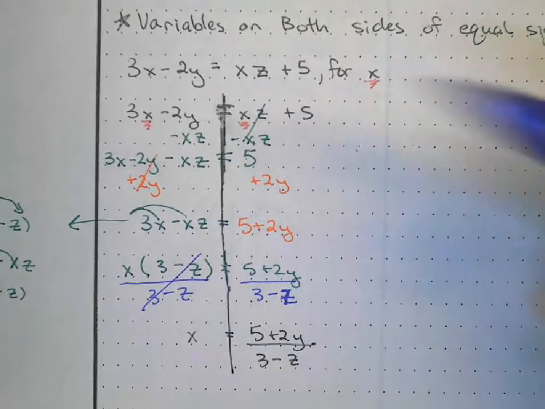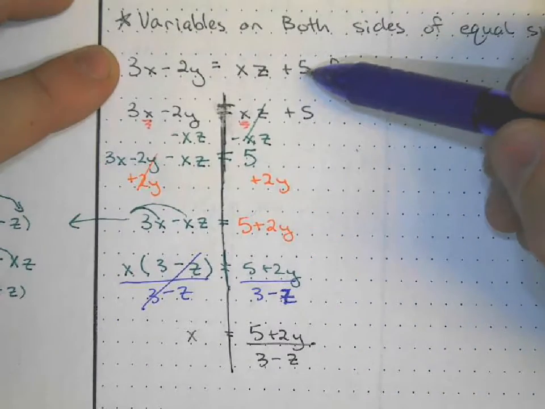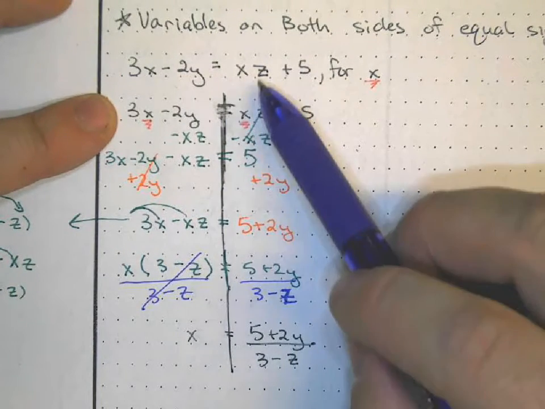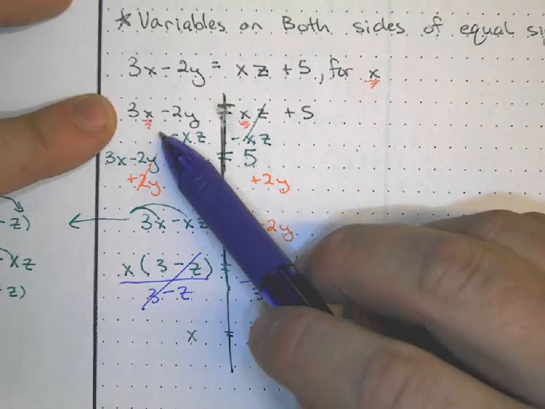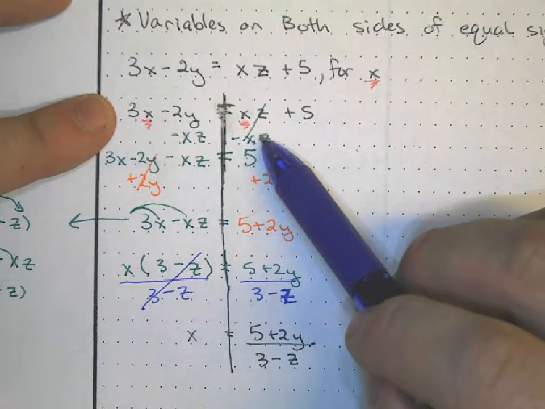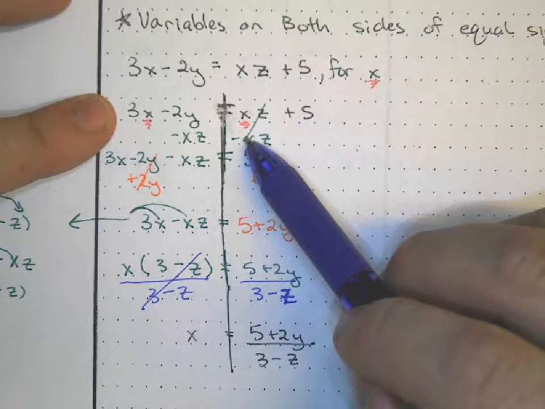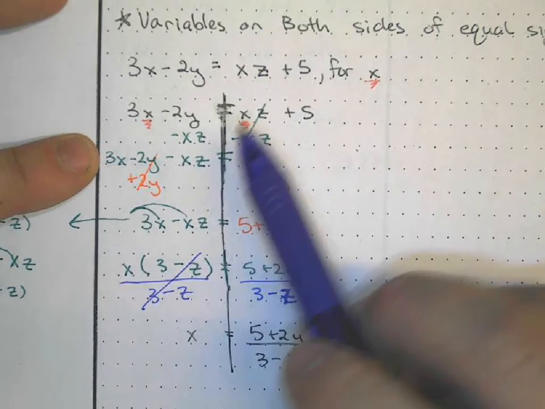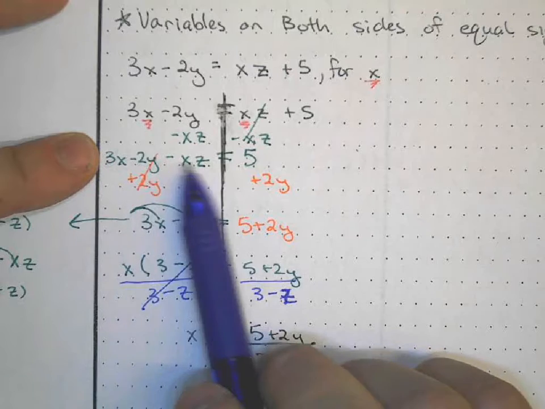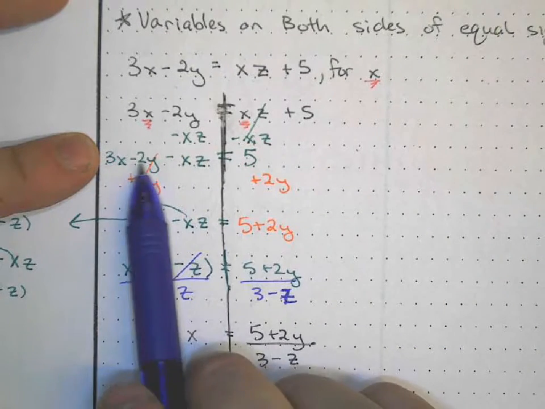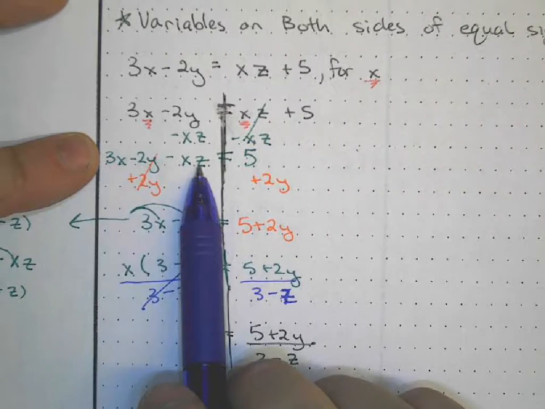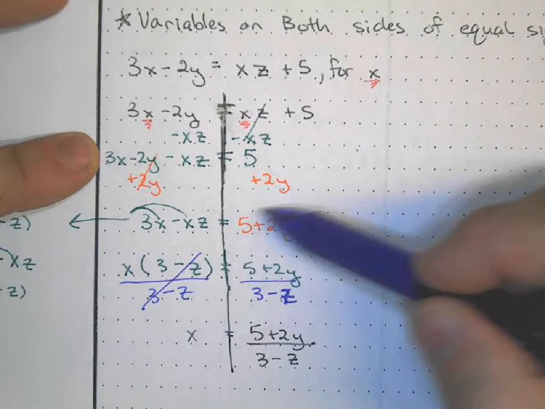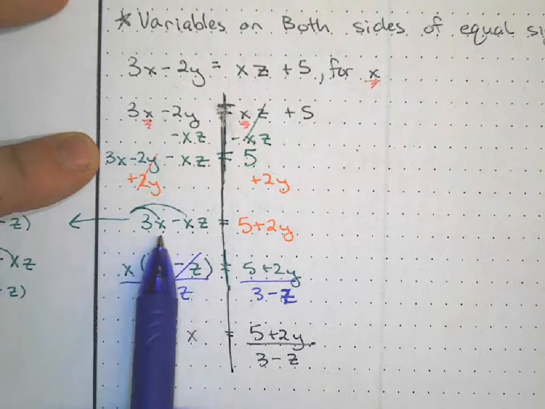So I want to just recap on this. We started off with our 3x minus 2y equals xz plus 5. So the first thing I want to do is get all my x's to the same side of the equal sign. So I subtracted xz from both sides. That canceled out these ones on the right-hand side, and it moved all my x's to my left-hand side. Now when I was looking at this, I had 3x minus 2y minus xz equals 5. So now I need to get rid of the y's because I only want x's on this side. So I added 2y to both sides to get rid of those y's.